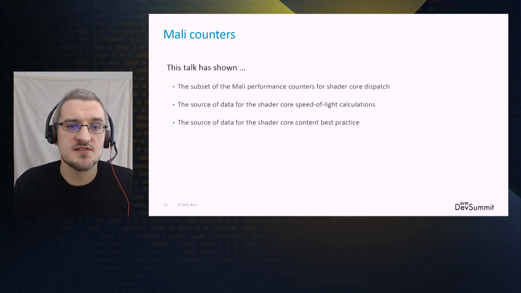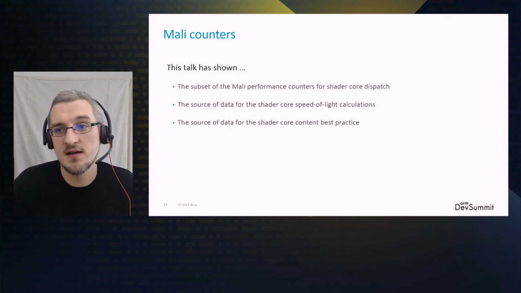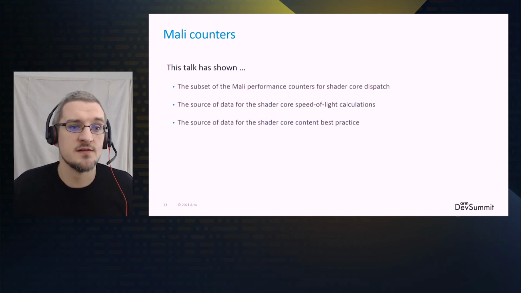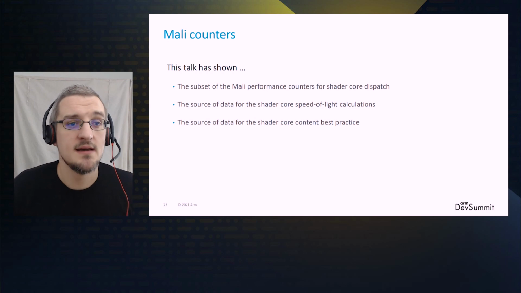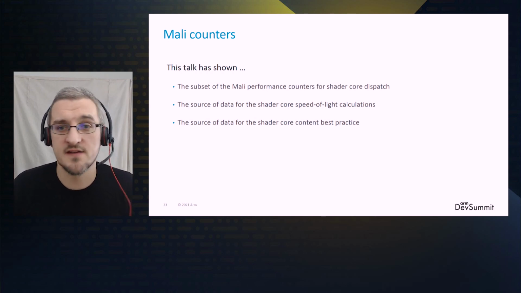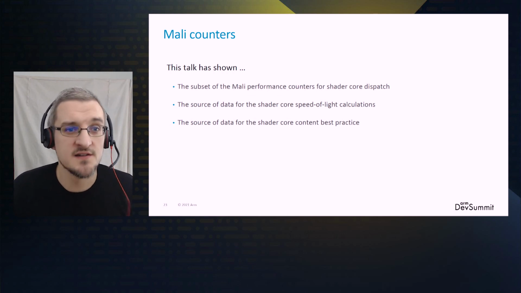So for this talk, we have shown the subset of Mali performance counters just for shader core dispatch. So this looks at how we take a command stream in at the front end level and get it down to running code on functional units in the core itself. There are other counters we just haven't talked about today, in particular for the geometry path and for the memory system. We'll try and fill some of these blanks via some YouTube videos after Dev Summit.